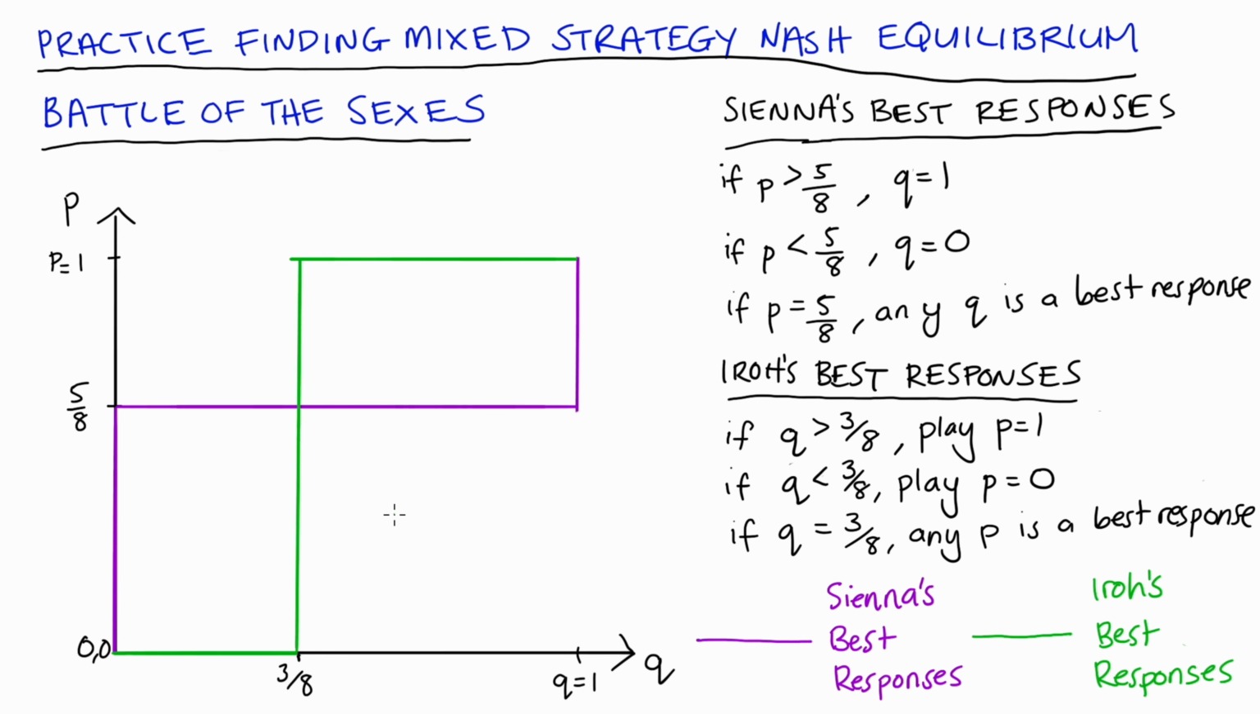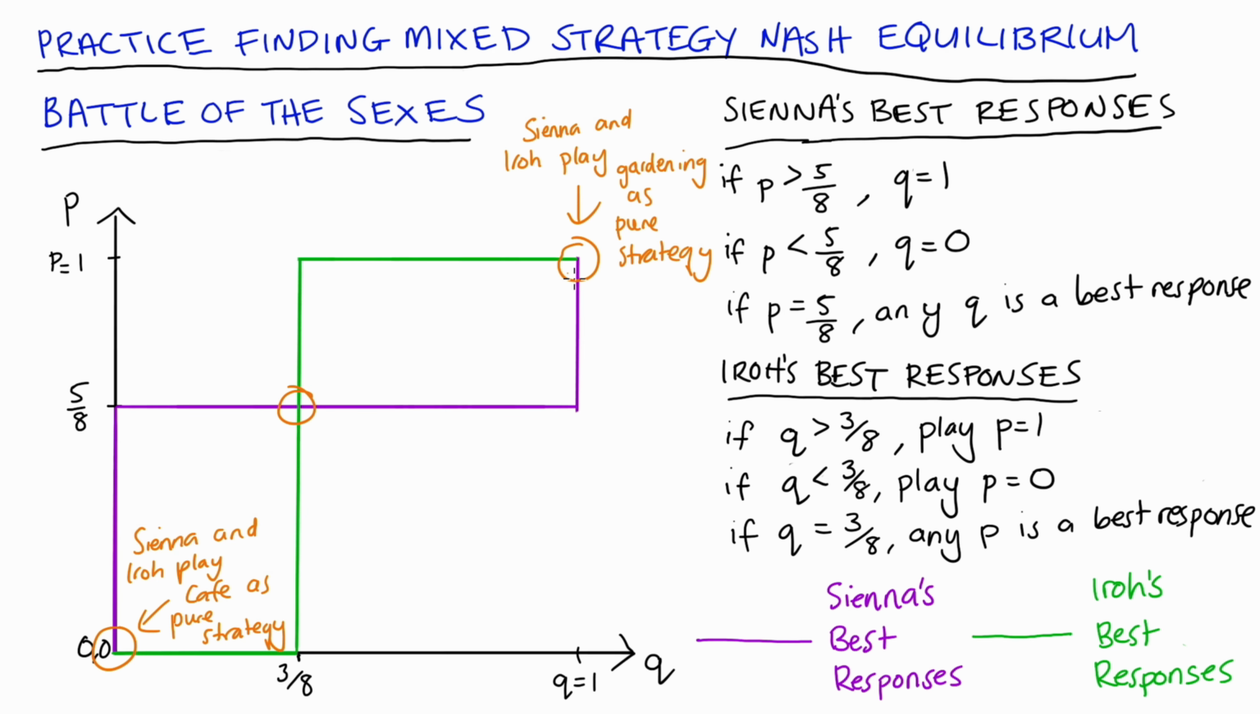What we're looking at is our best response lines that follow our players' best responses to all of the possible values of P and Q. We can see that there are 3 intersections of these lines, which correspond to our 3 Nash equilibria in our game. We have 2 pure strategy Nash equilibria, which are here and here. At these equilibria, both our players will play gardening together, or they'll both play cafe. We can find these pure strategy Nash equilibria just by looking at the matrix. I've got videos on that as well, but once you're at this point, you probably know how to do that. What we're really looking for is our additional mixed strategy Nash equilibrium, which is here.